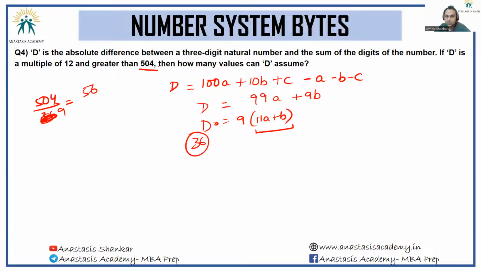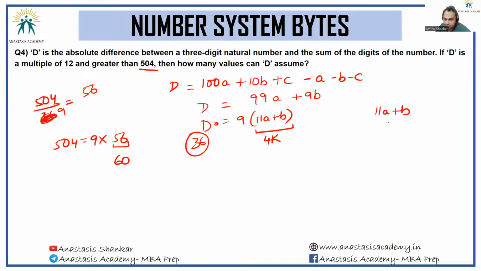Okay. So if 504 was allowed, I would have gotten 9 into 56. D would have been there. So if I'm looking at the list of subsequent values of D, I know this 11A plus B has to be a multiple of 4. So let me just check. Can I make 60 out of 11A plus B? Even if I can find one case, my life is chill.